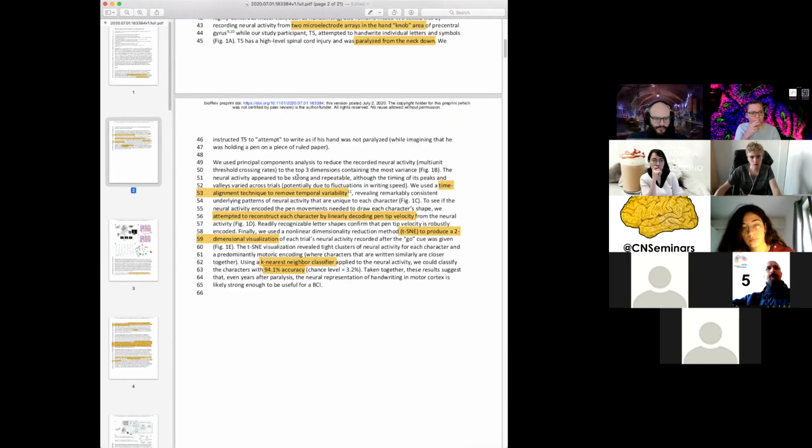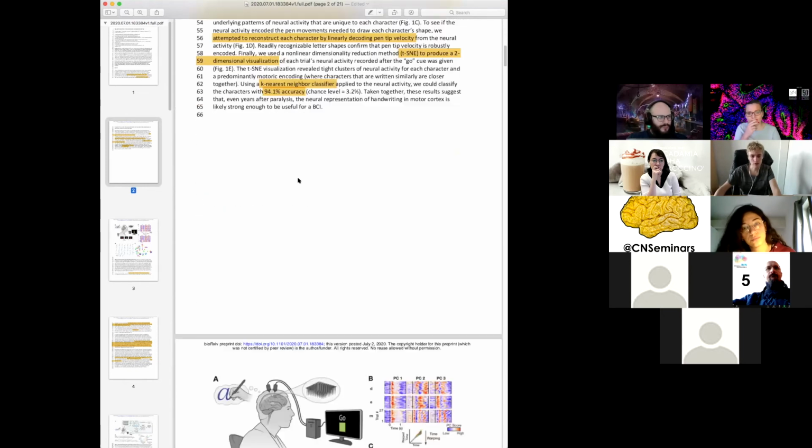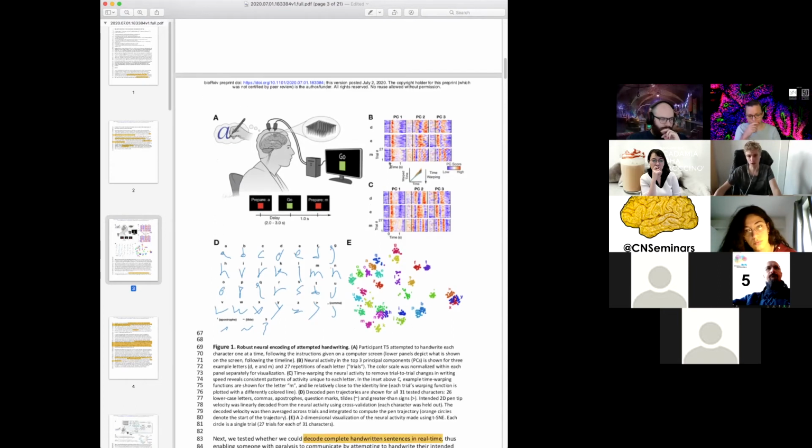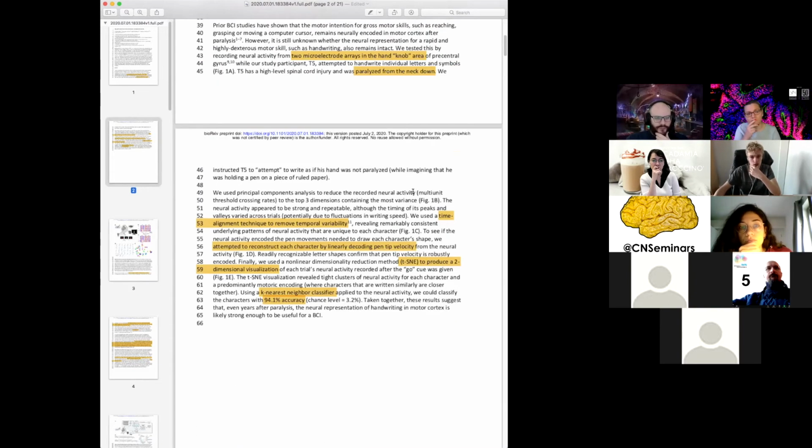They train. I don't remember what they did, but they recover the signal. They do a PCA on it to recover the three main dimensions of the signal, then they threshold it. They also do, how do they call it? It's a time alignment technique.